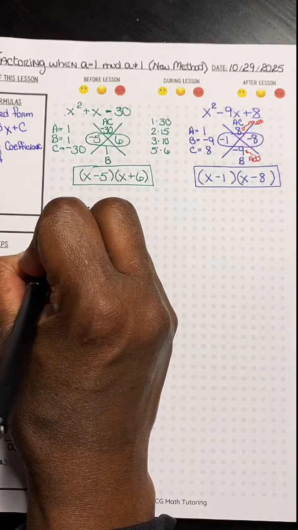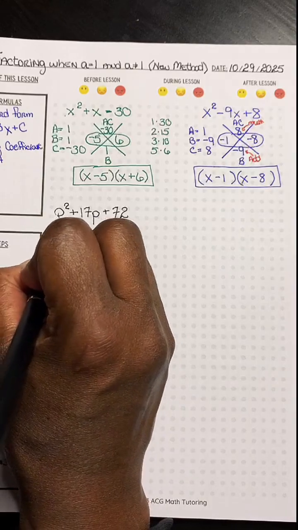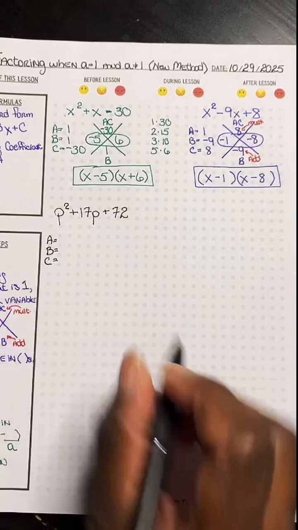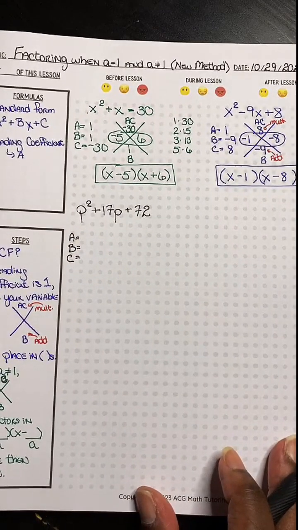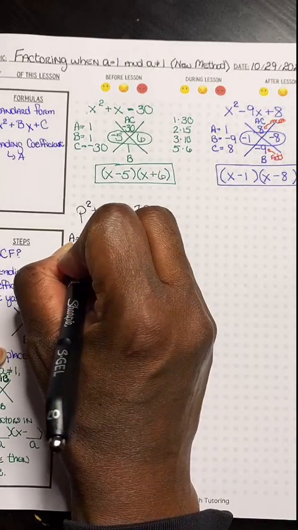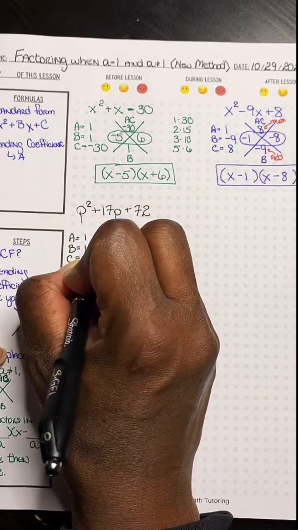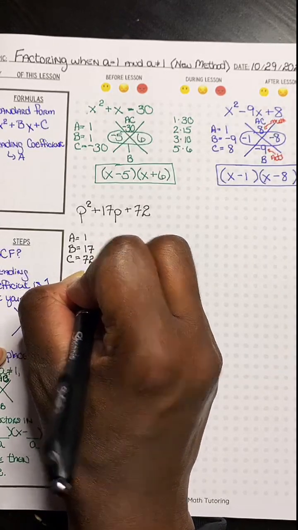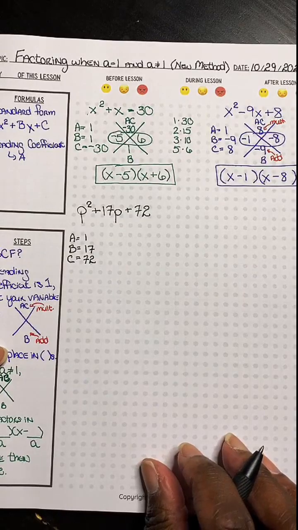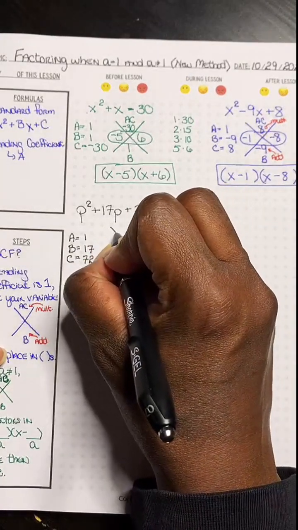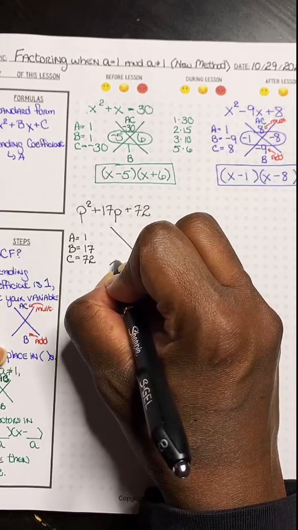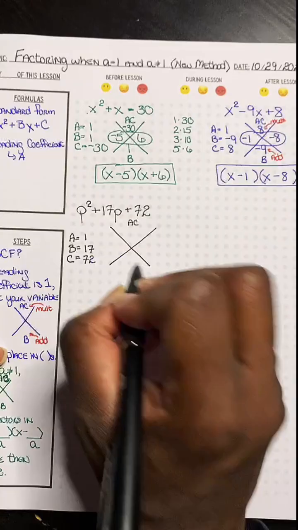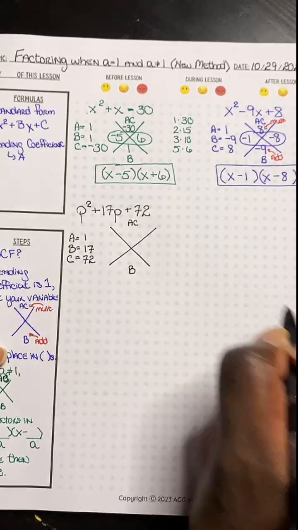All right, so my A will be what's in front of the P squared. My B is what's in front of the P, and the C is my constant. So my A is going to be 1. My B will be 17. My C will be 72. Now I'm going to draw my cross. It doesn't have to be a huge cross, just enough for you to make room for your AC and rewrite your B.